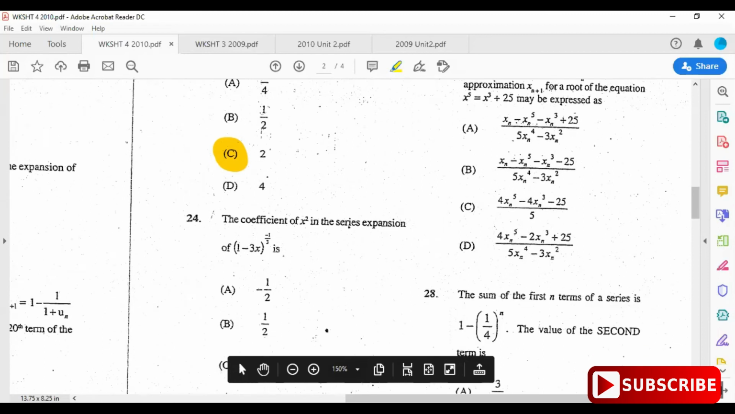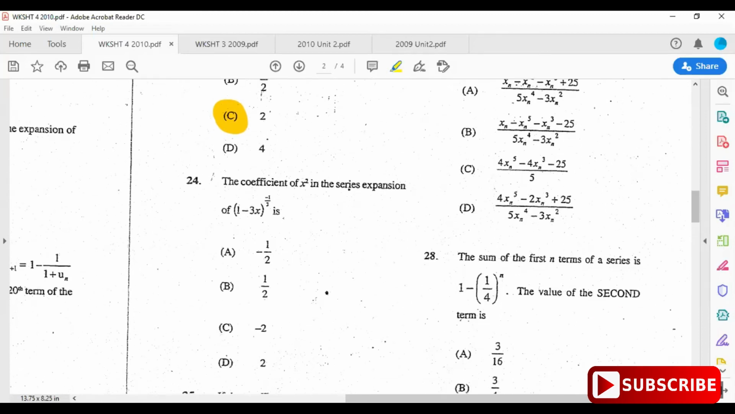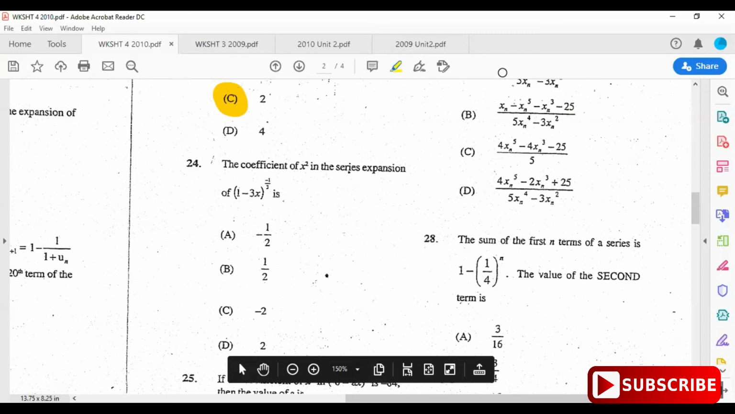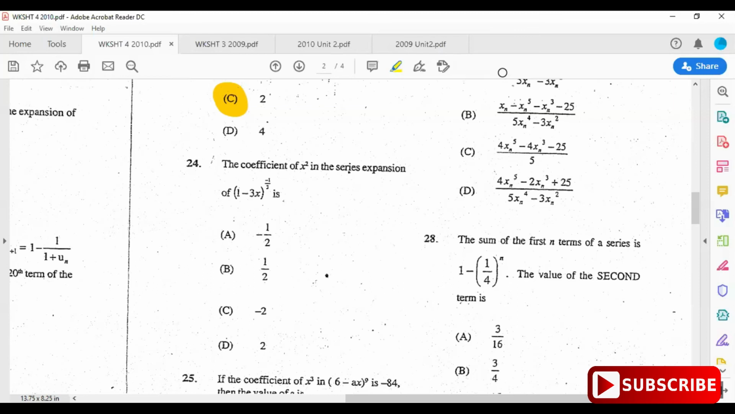All right, this one now. When you see this question, what comes to your mind? The coefficient of x squared in the series expansion of 1 minus 3x to the minus 1/3. Binomial expansion, but which one? The extension formula. 1 plus nx plus n times n minus 1 times x squared over 2 factorial. Very good. I love that.